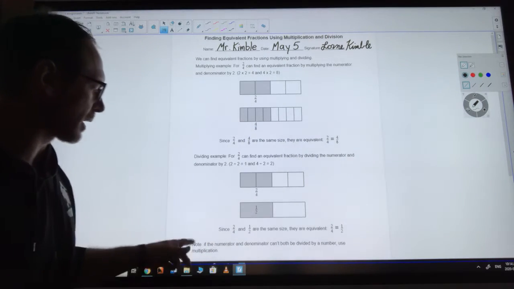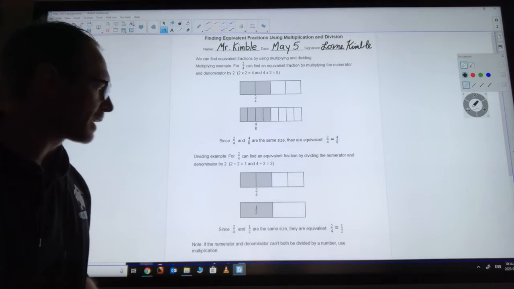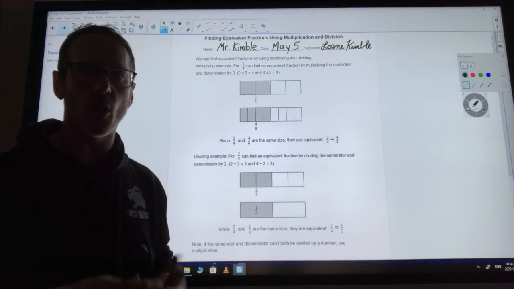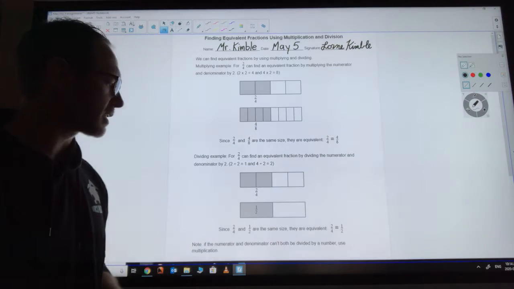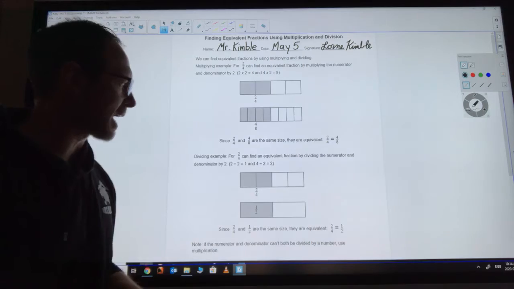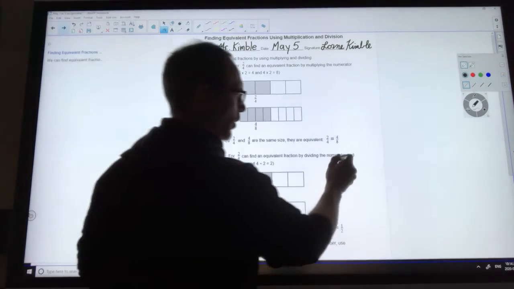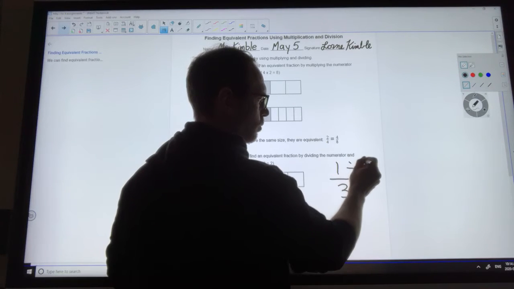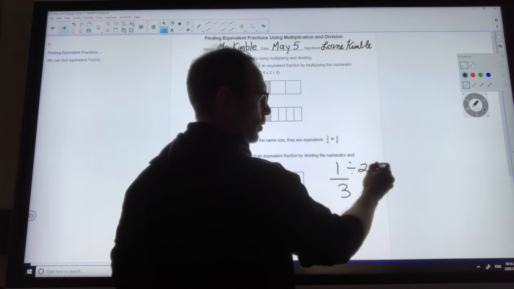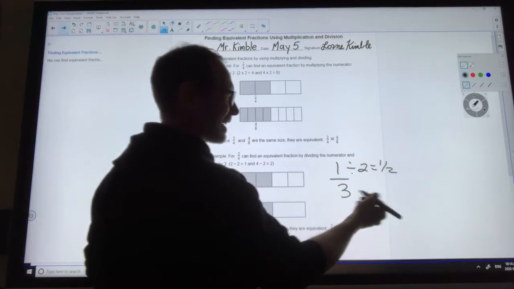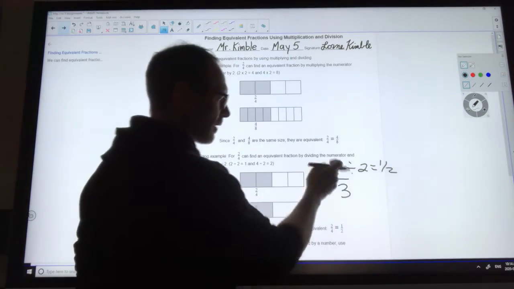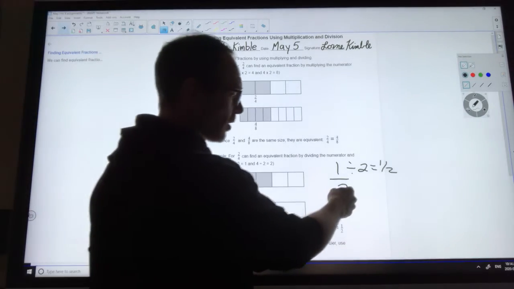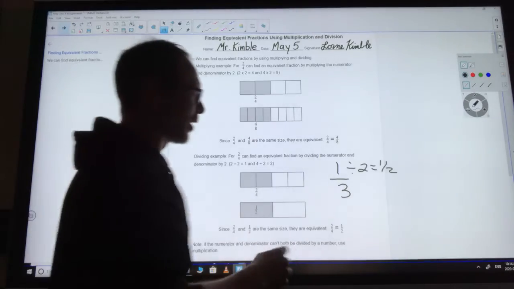Now, a little bit of a caution when it comes to division: if you try dividing and both numbers can't be divided to make a whole number, then we just use multiplication. So for example, if I had something like 1/3, well, I can't divide. 1 divided by 2 is like 1/2, right? So that doesn't really make sense. So if I had 1/3, I would have to use multiplication. And also 3 divided by 2 would be 1.5, so it also wouldn't work.